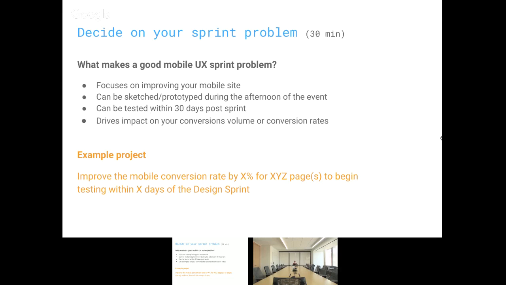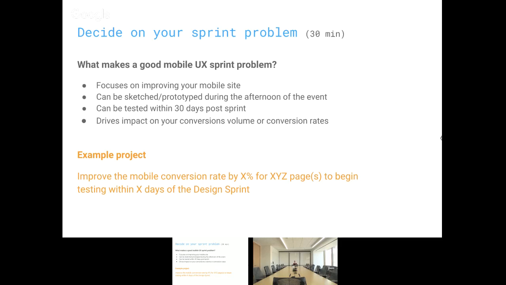As you may remember from the agenda, you'll have about 2 hours for the prototyping section. So you want to make sure that the project that you choose is something that you can accomplish in that amount of time and isn't too easy or too difficult. Next, you want to pick something that can be tested 30 days post-sprint.